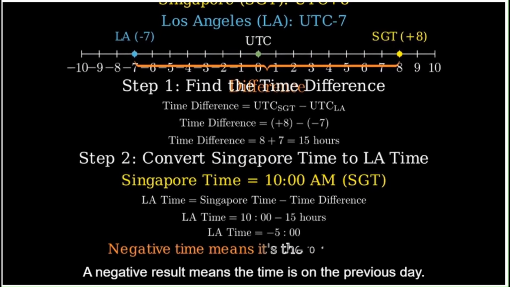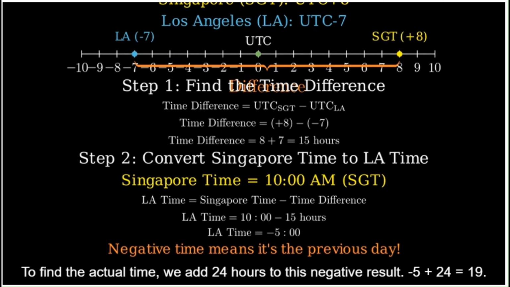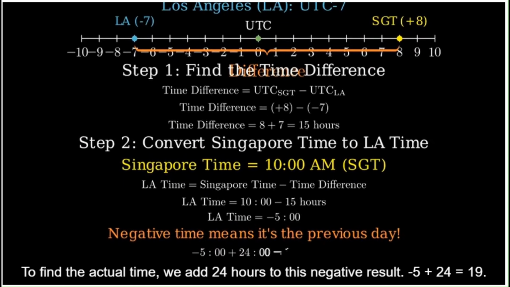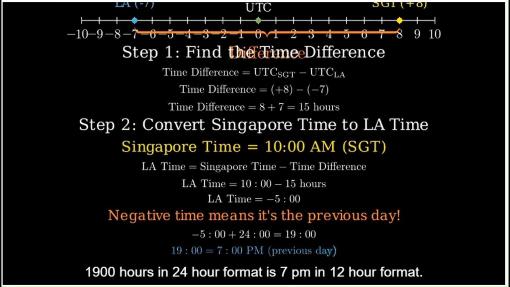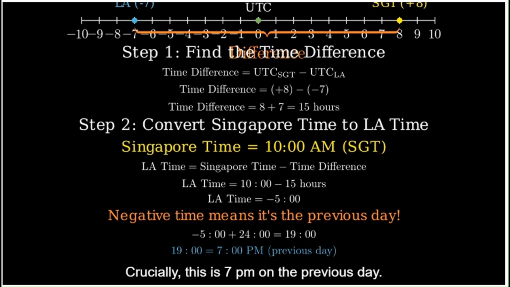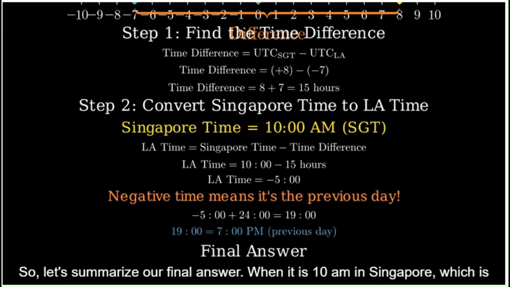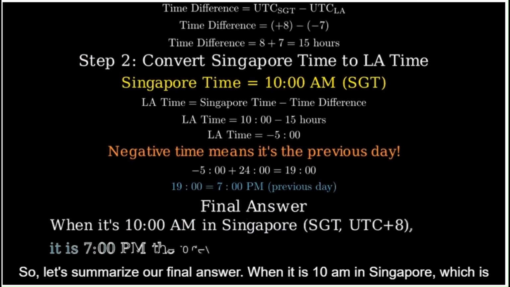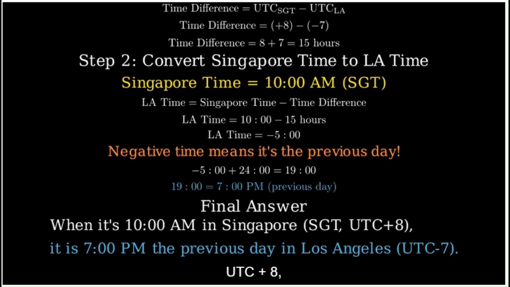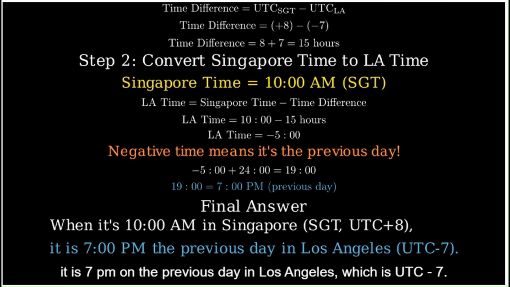A negative result means the time is on the previous day. To find the actual time, we add 24 hours to this negative result. Negative 5 plus 24 equals 19. 1900 hours in 24-hour format is 7 p.m. in 12-hour format. Crucially, this is 7 p.m. on the previous day. So let's summarize our final answer. When it is 10 a.m. in Singapore, which is UTC plus 8, it is 7 p.m. on the previous day in Los Angeles, which is UTC minus 7.